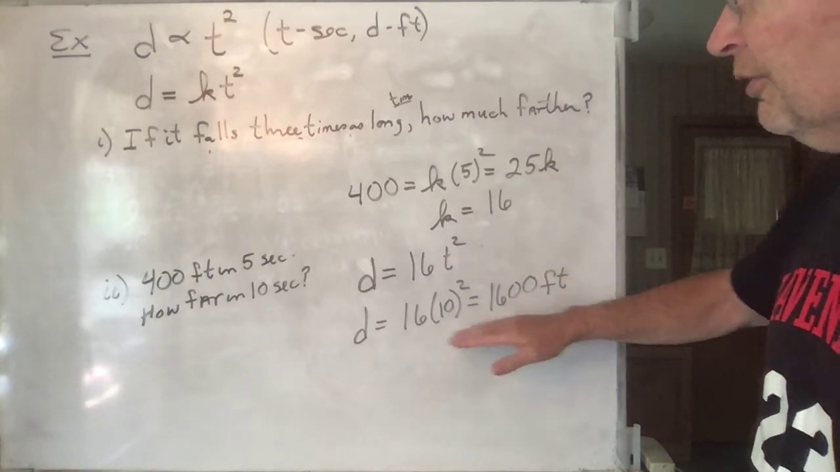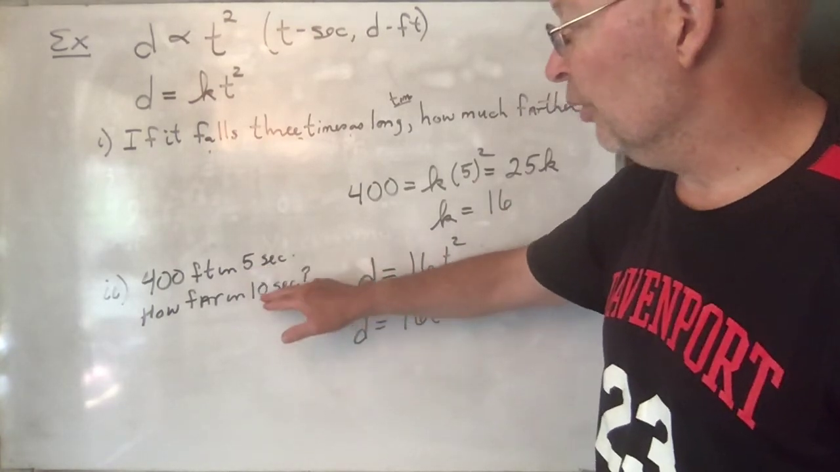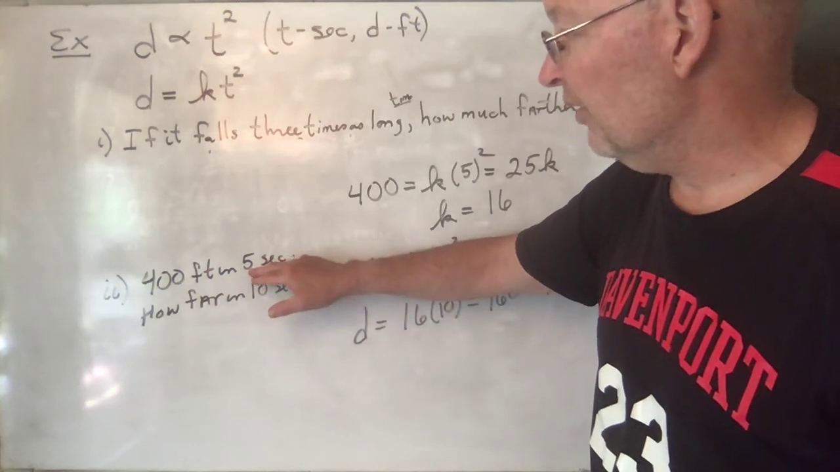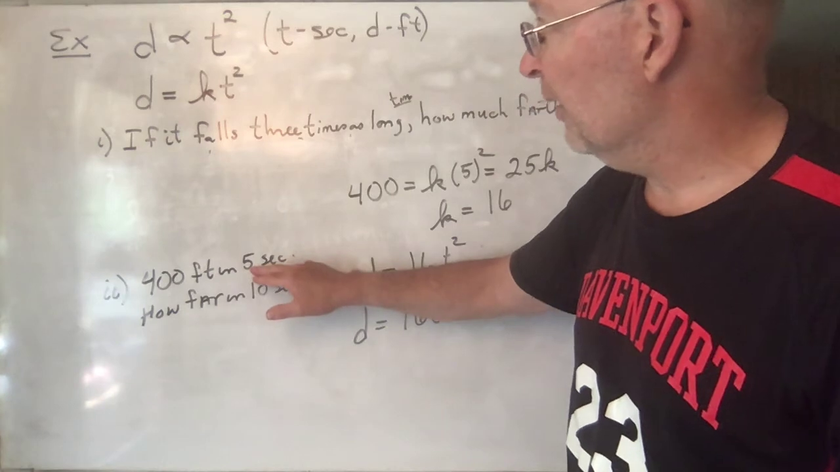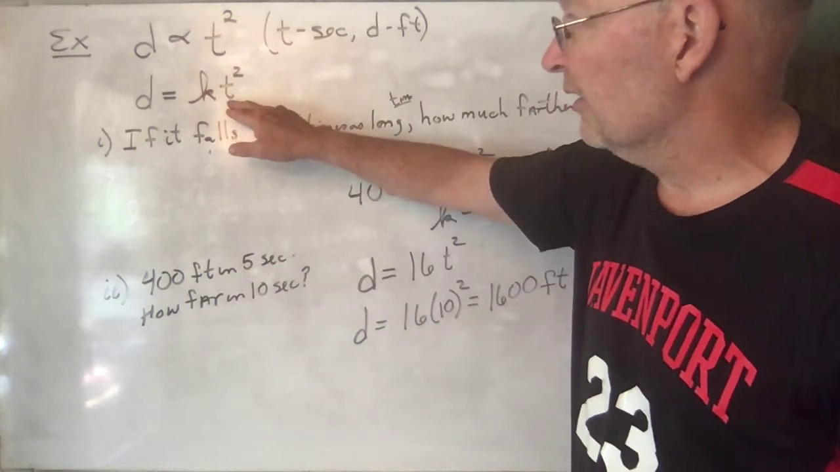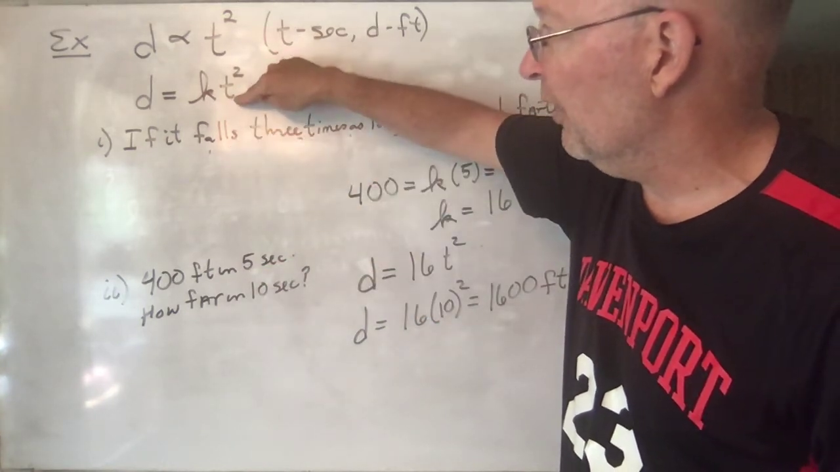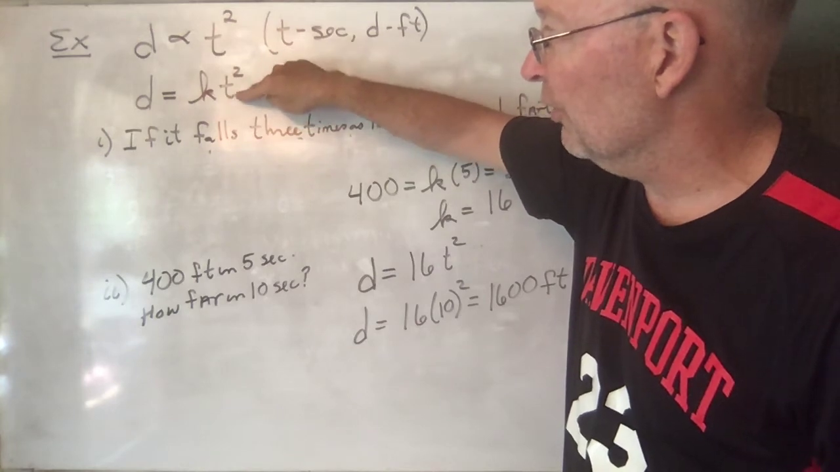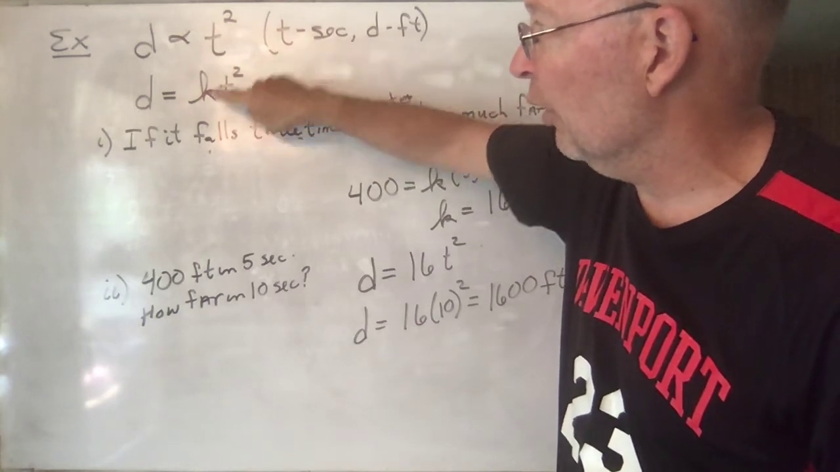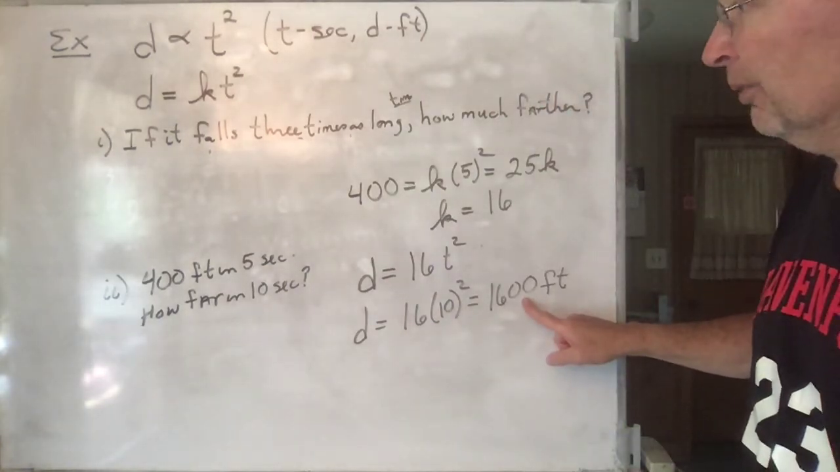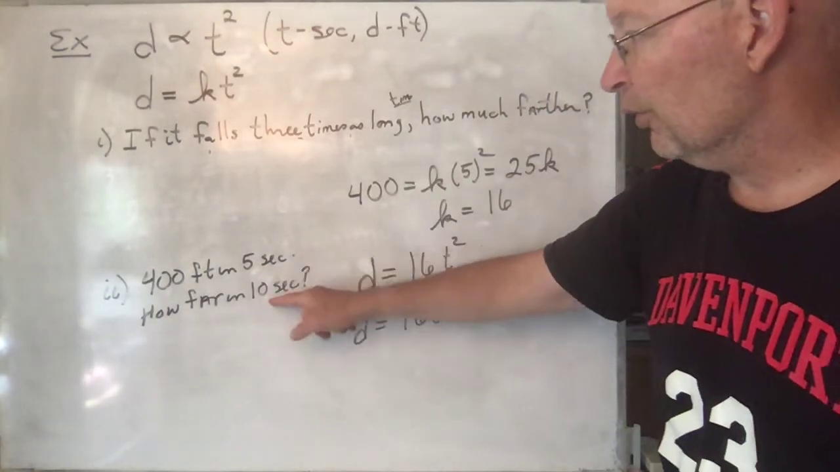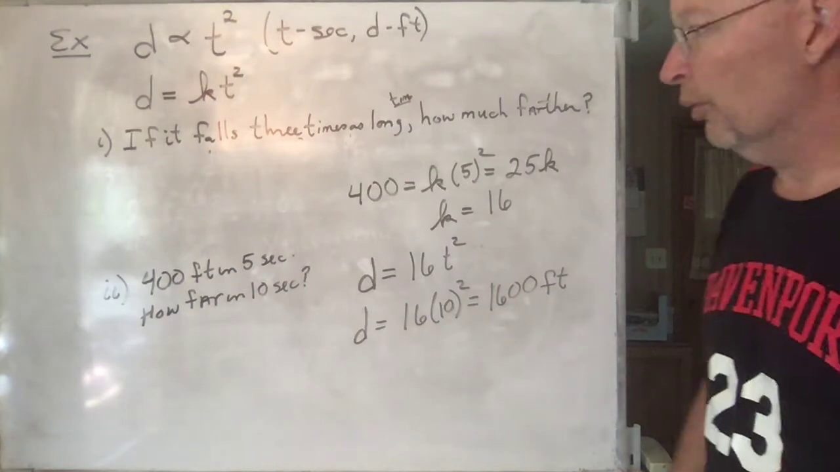Notice that for this particular one, we could have just noticed, oh, 10 is twice as big as 5. So if this is twice as big as this, you're going to have a t which is twice as big. So what do you do with that twice as big? You square it. So 2 squared is 4. So it's going to be 4 times as big as this. Sure enough, that's 4 times as big because the time was twice as big. So we could have done that either way.